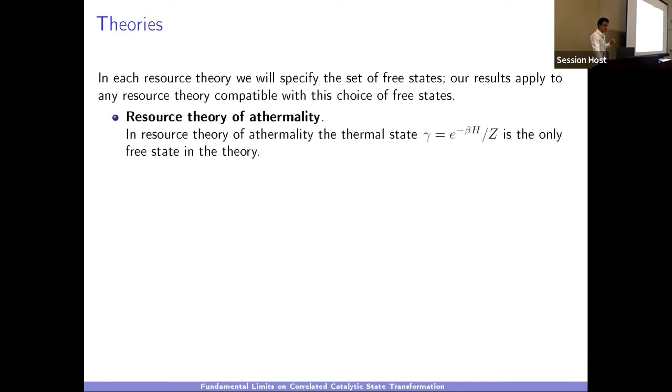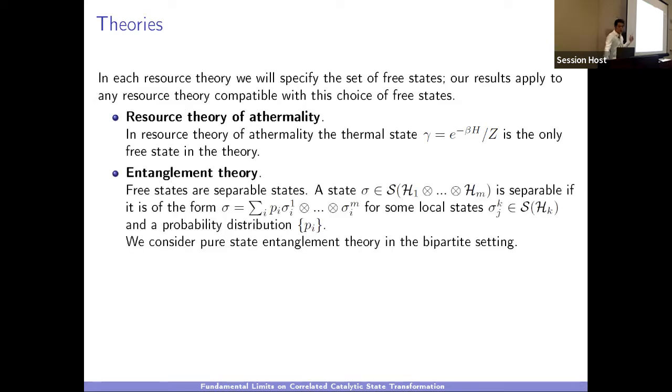So first, the resource theory of abnormality. Here we have only one free state, which is the thermal state. And just to discuss the first statement, for example, our results apply to the resource theory of abnormality under Gibbs preserving maps or thermal operations, because they both keep the Gibbs state invariant. This is just an example.